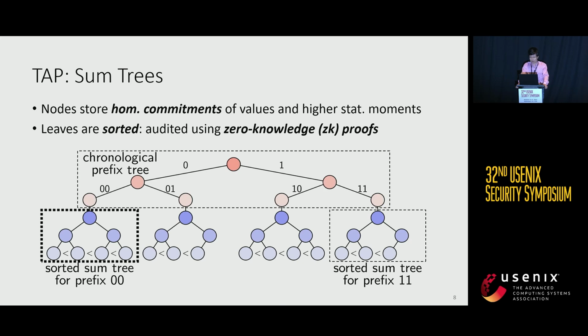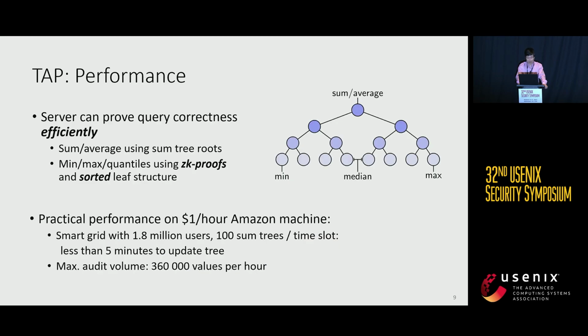The sum tree's leaves are stored with small values on the left, and the larger ones on the right. Here, the auditors can verify that one entry is greater than the other one without revealing the underlying values. Our experiments demonstrate that the server can efficiently prove the various queries, including the sum and average using the sum tree roots, and minimum, maximum, and quantiles using zero-knowledge proofs and the sorted leaf structure.